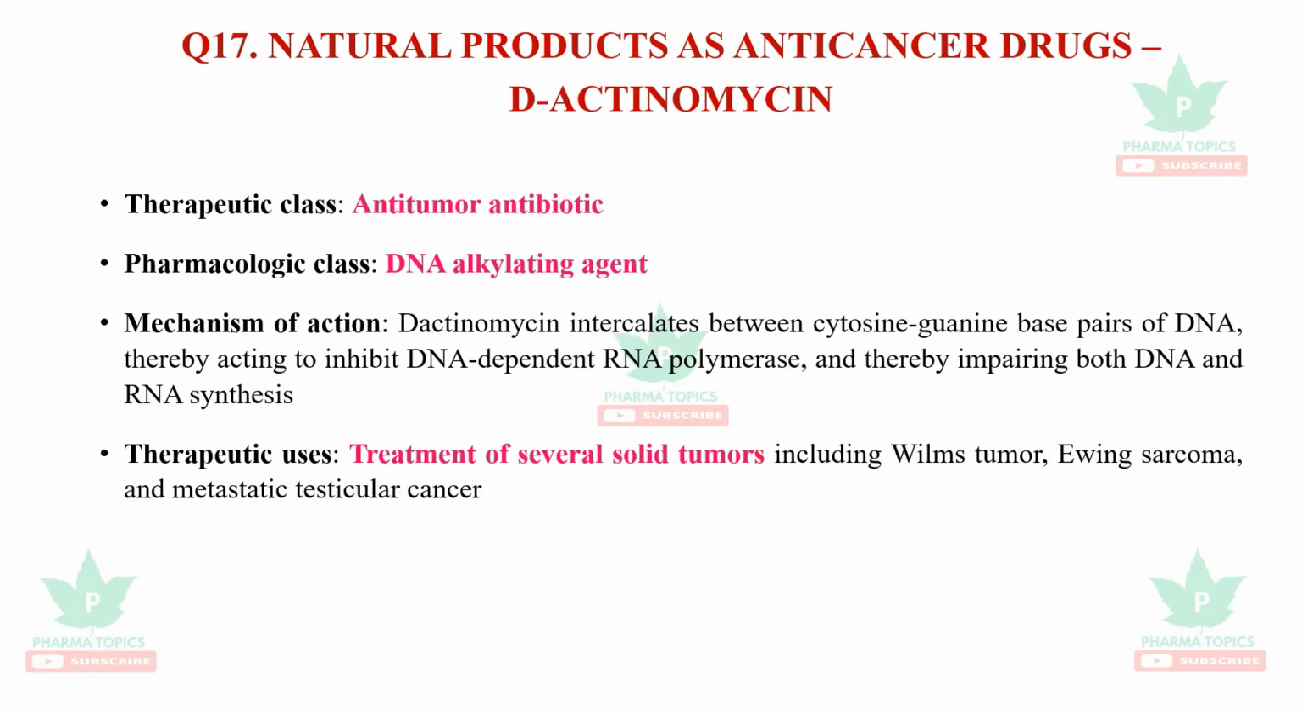Question number 17 is dactinomycin. It's a DNA alkylating agent. It intercalates between the cytosine and guanine bases. It inhibits DNA-dependent RNA polymerase and impairs both the DNA and RNA synthesis. It's used in treatment of several solid tumors, including Wilms tumor, Ewing sarcoma, and metastatic testicular cancer.